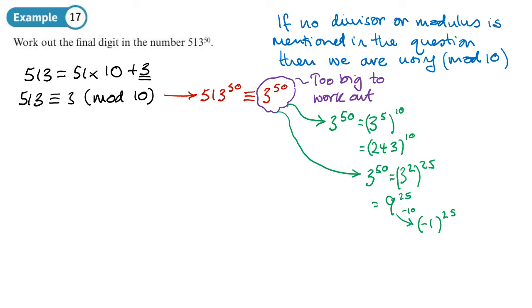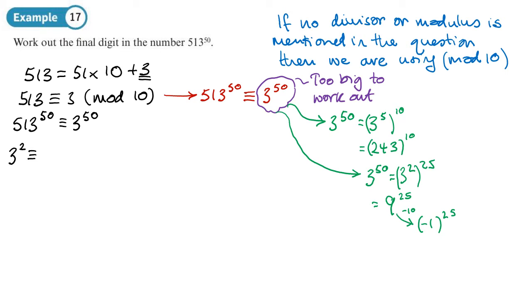So what we'll do is we'll just state here that 513 to the power 50 is congruent to 3 to the power 50. We can't do 3 to the power 50, it's too big. So we're going to do 3 squared.